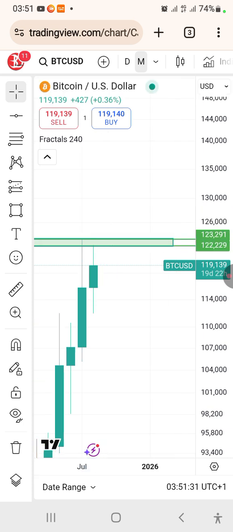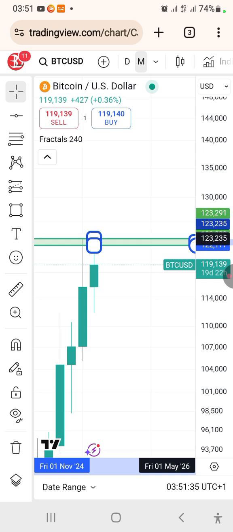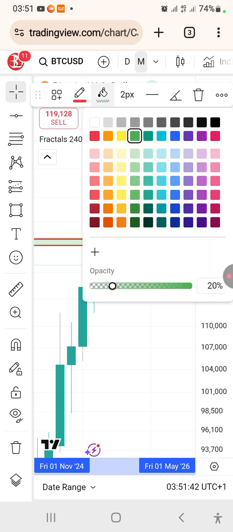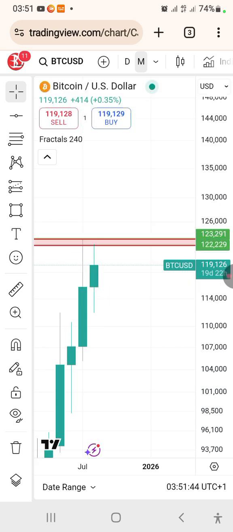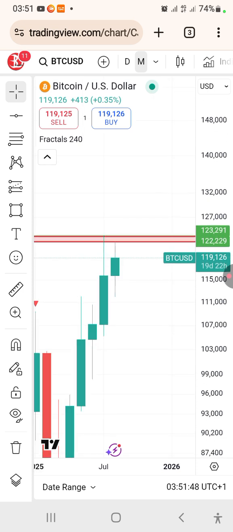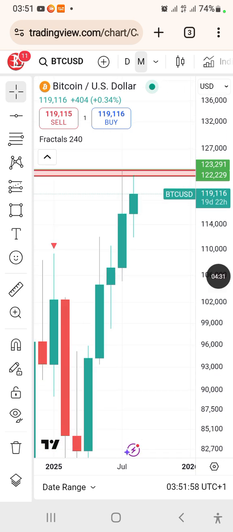You can change the color. Normally, I'll actually change my color so that I will know that area is for sale. So I will change the color. Now, this is my higher time frame. So since this is done, the next step is to go to a lower time frame. This higher time frame just gives you the picture of what is happening.